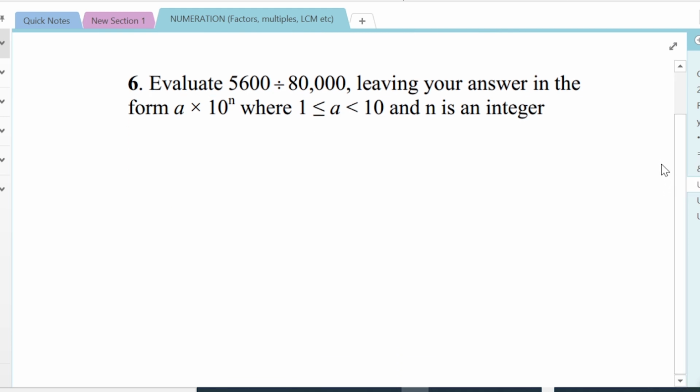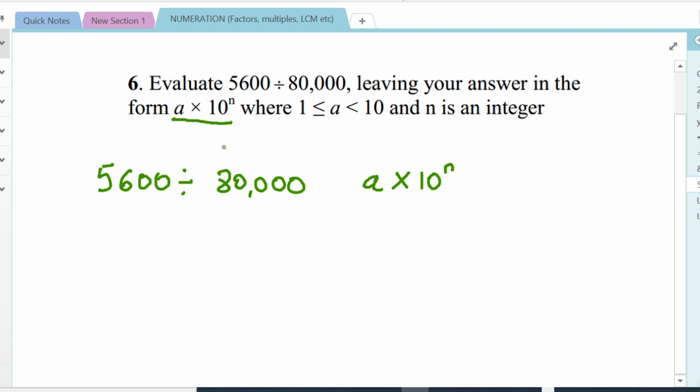Okay, evaluate this, leaving your answer in that form. So evaluate that, 5600 divided by 80,000, leaving your answer in the form of a times 10 to the power n, where a is an integer. So in other words, they want you to find the answer to this, but your answer should be in standard form. Okay, so this becomes 5600 divided by 80,000.